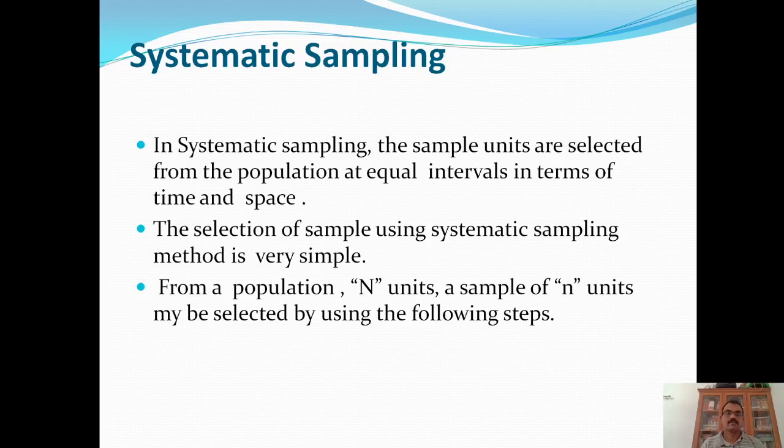Okay, next topic is systematic sampling. In systematic sampling, the sample units are selected from the population at equal intervals in terms of time and space. The selection of a sample using the systematic sampling method is very simple. From a population of N units, a sample of n units will be selected by following certain steps. Let us see what steps are followed in systematic sampling for selecting a sample.